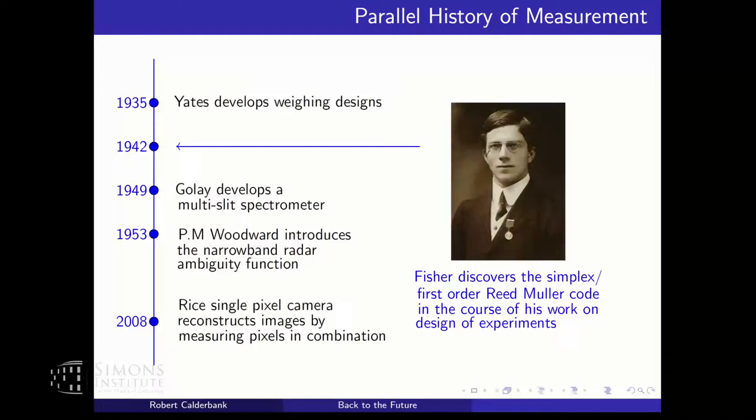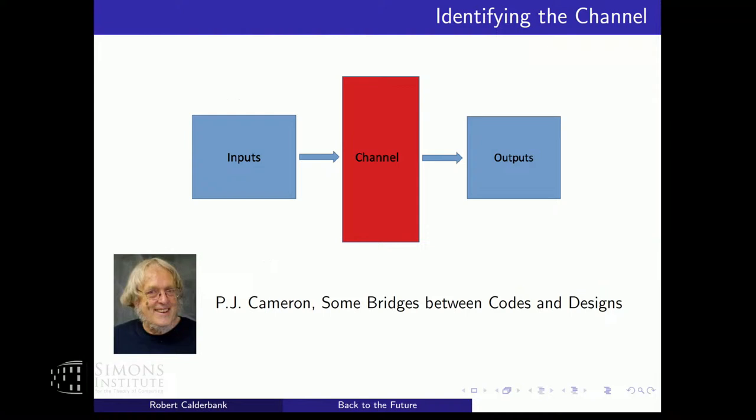So this is the history of compressed sensing, and compressed sensing is all about measuring things in combination. But in 1942, that's 8 years before Hamming, Fisher discovers the Hamming code. I want to tell that story. If you knew about the quantum Reed Muller codes or things like this, maybe this is something that's new. I learned this from Peter Cameron, who was my master's advisor at Oxford and has written a number of beautiful books about combinatorial mathematics. He wrote this paper, Some Bridges Between Codes and Designs.